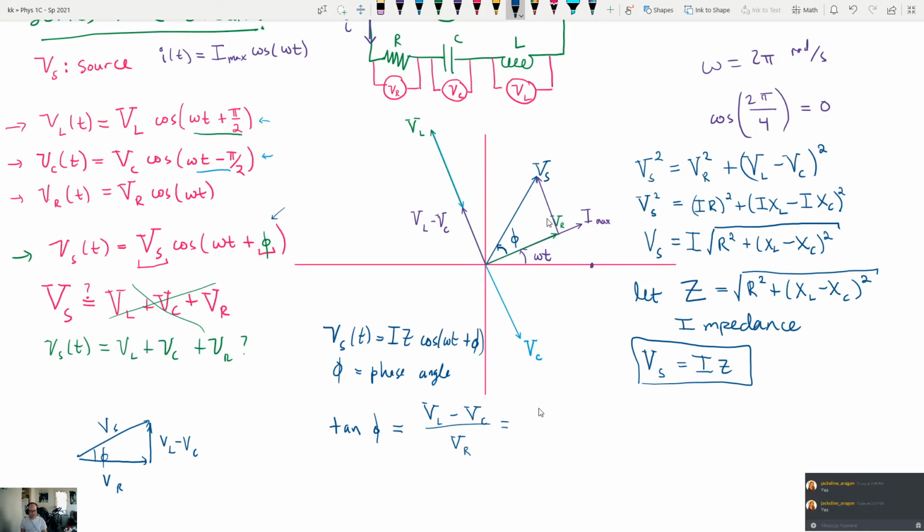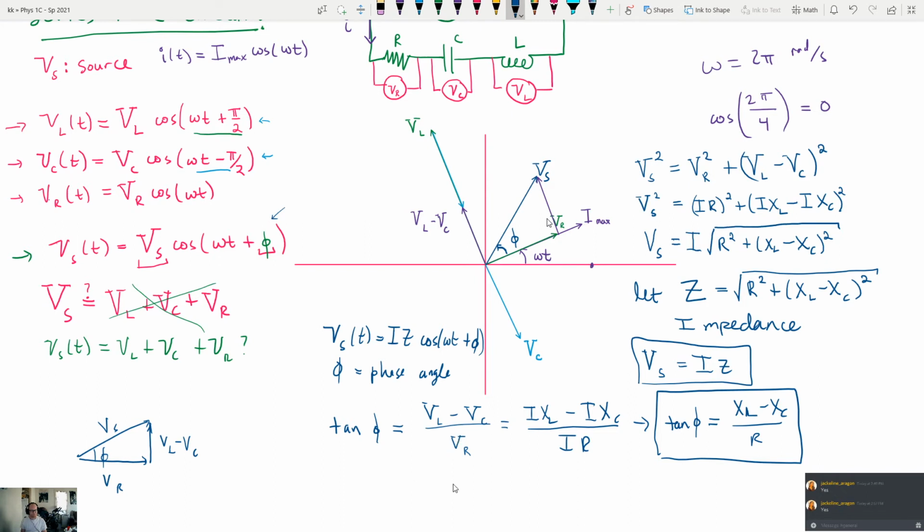Well, what are these? VL was I XL, and VC was I XC, and VR was I R, so the I's all cancel. So we end up getting that the tangent of the angle phi is equal to XL minus XC divided by R. And depending on which one of these quantities is larger, if XL is greater than XC, then phi is going to be positive, right? And if XL is less than XC, then phi is going to be negative.